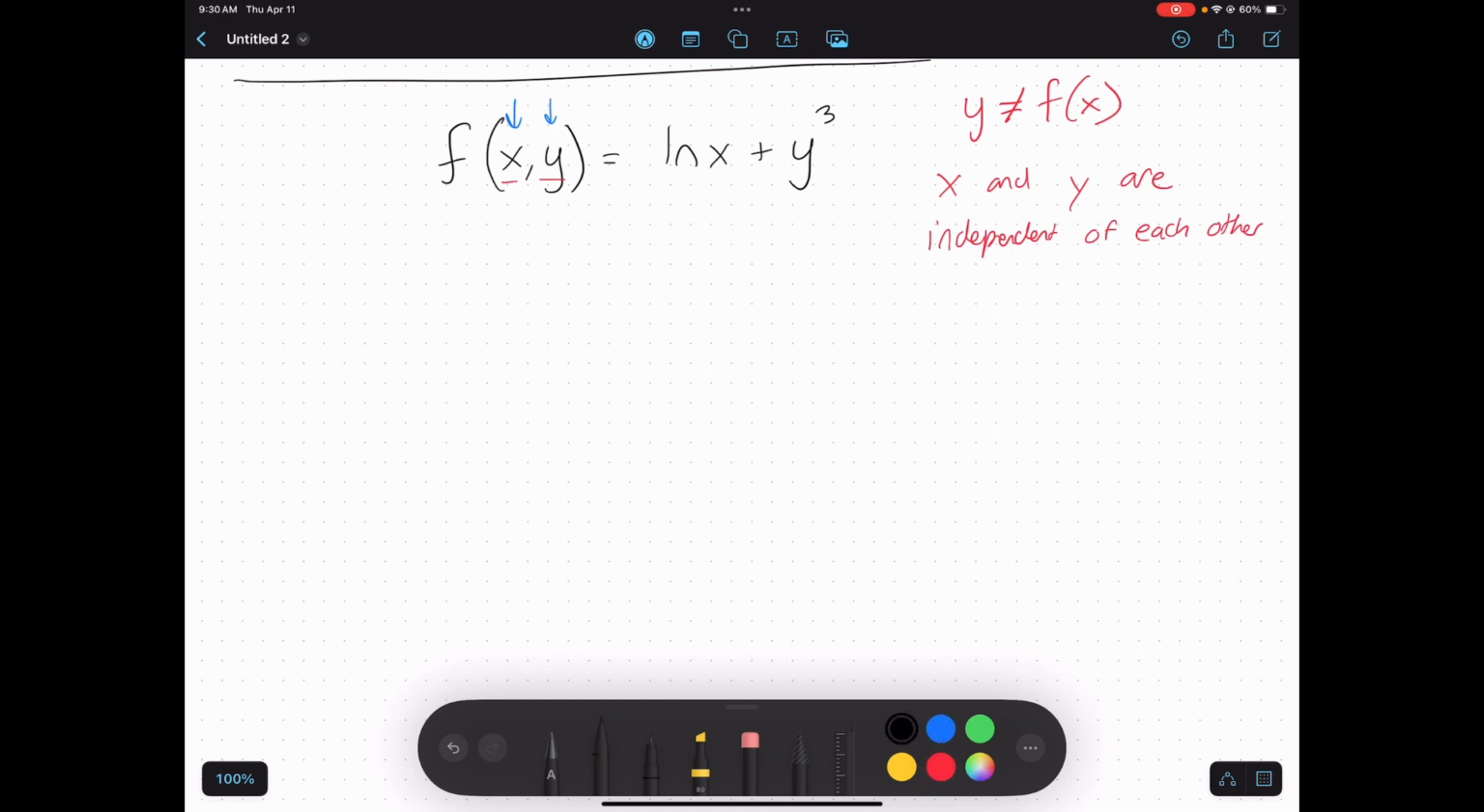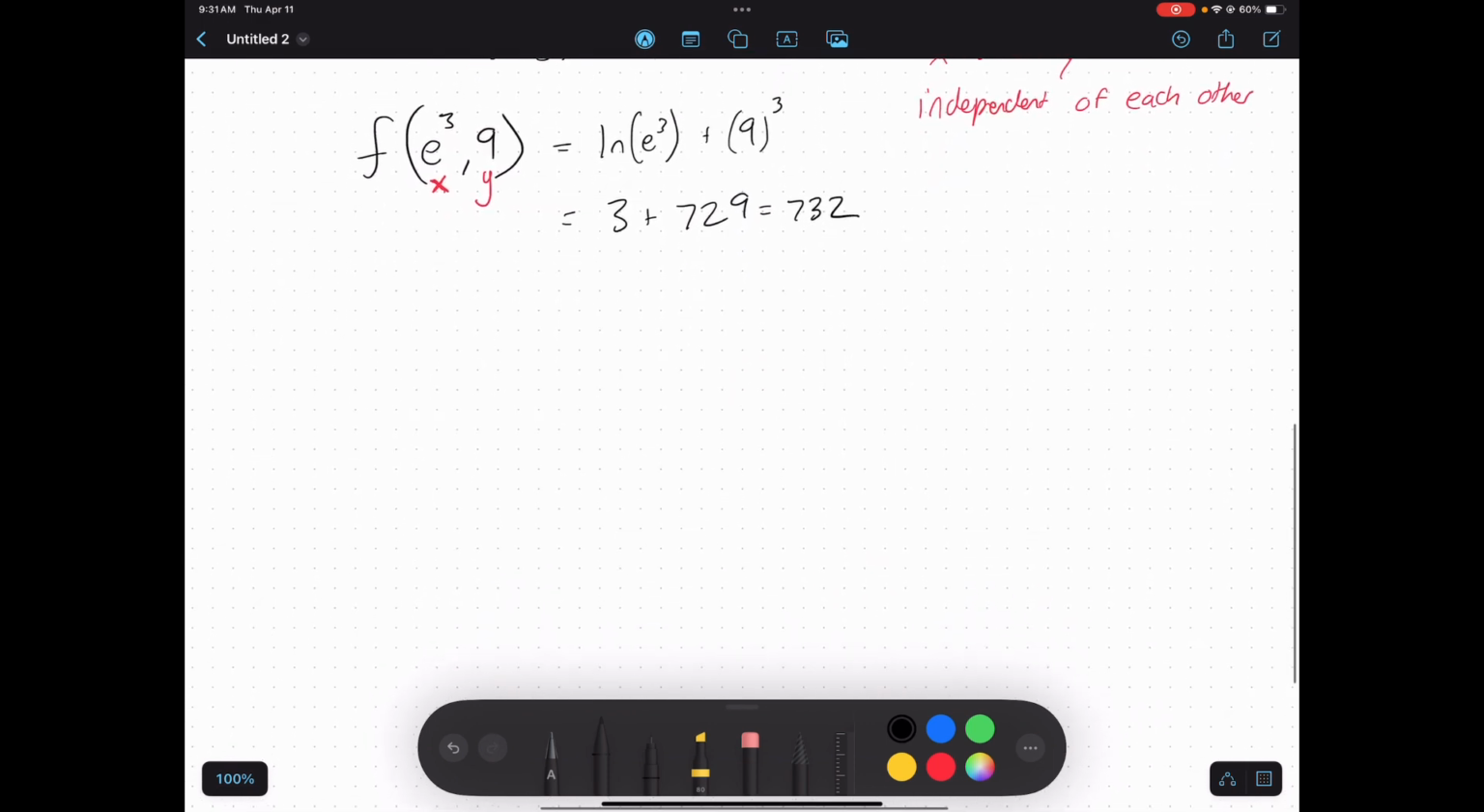So, for example, if this is my function, and I asked you to evaluate this, what does that mean? Well, that just means that I'm going to plug in e to the third for my x value. It means e to the third represents my x value, and 9 represents my y value. So if I keep that same function, I would plug in e to the third for x and 9 for y. And then I could just finish evaluating that. I would get 3 plus 729 equals 732.